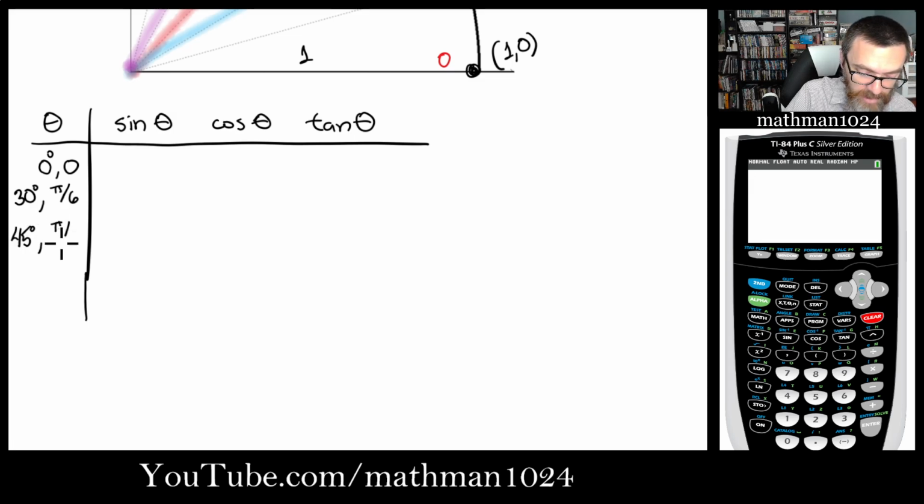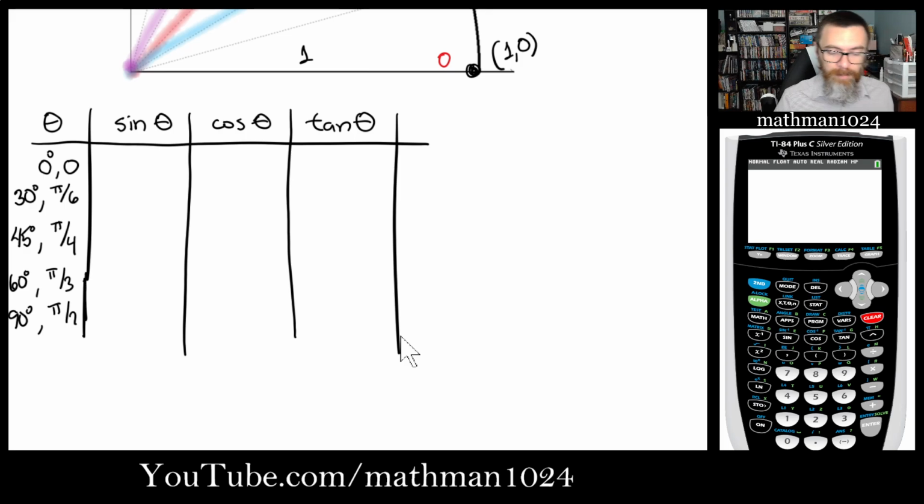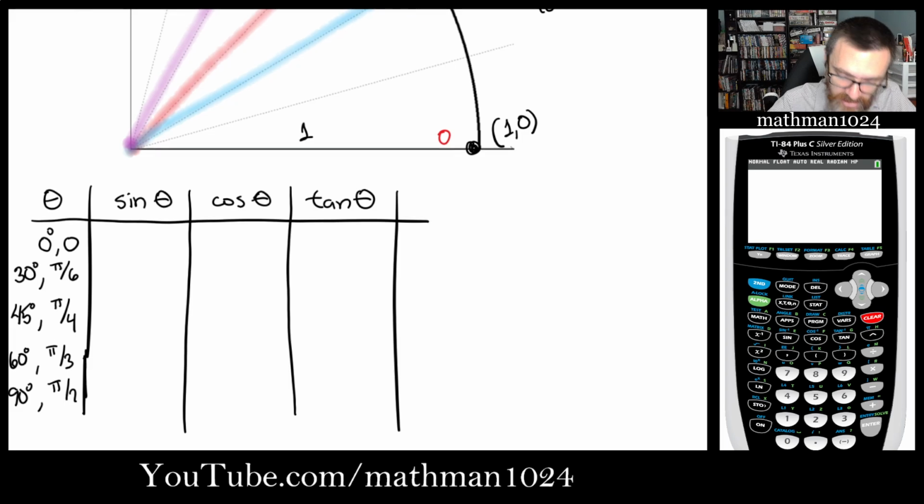45 degrees, which is pi over 4. 60 degrees, pi over 3. 90 degrees, which is pi over 2. All right. So the sine values, actually let's go straight across here.